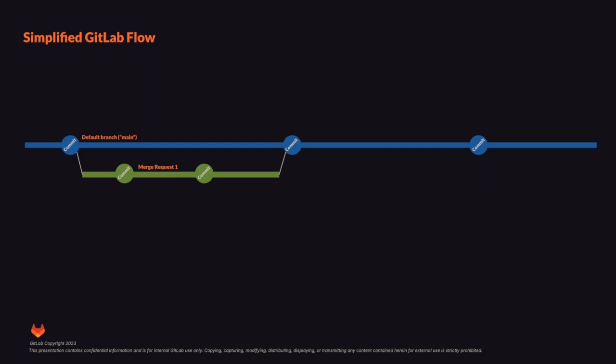Now, the point at which the merge request is brought back into the default branch is called the merge. And that commit that happens right there when the merge happens is called the merge commit. Now, there are a lot of nuances here. I'm way oversimplifying it, but this gets you the basic point across.